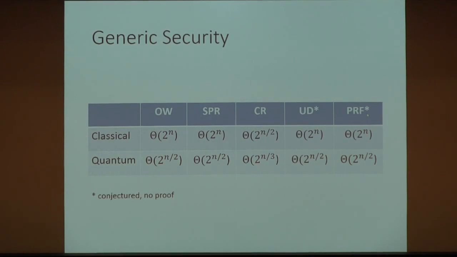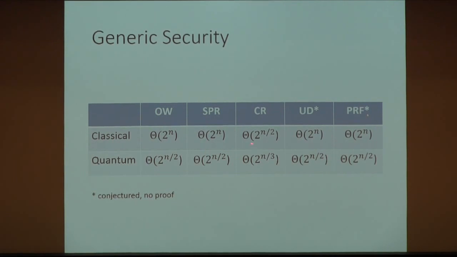Okay, and so we can do this for all the properties that I showed before, and then we get, for one-wayness, second pre-image resistance, undetectability, and pseudo-randomness, we always get a complexity of 2 to the n in the classical case and 2 to the n over 2 in the quantum case. So these are just conjectured, so there we don't have a formal proof yet.